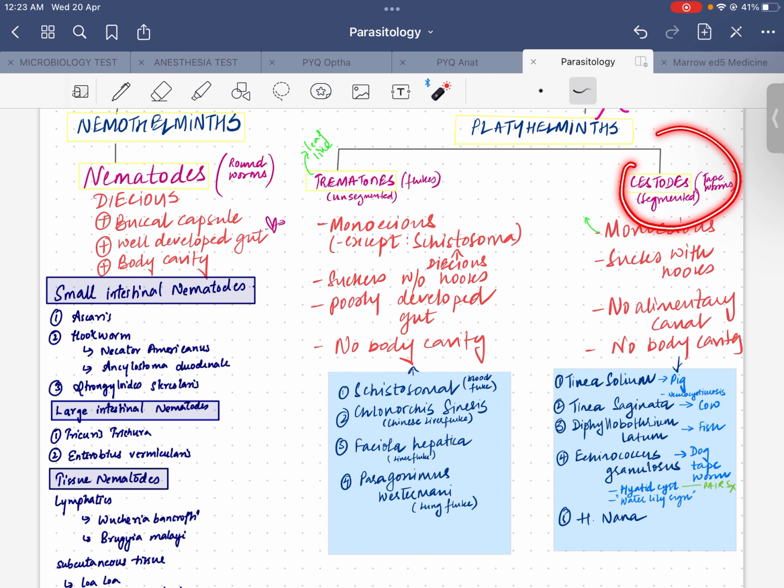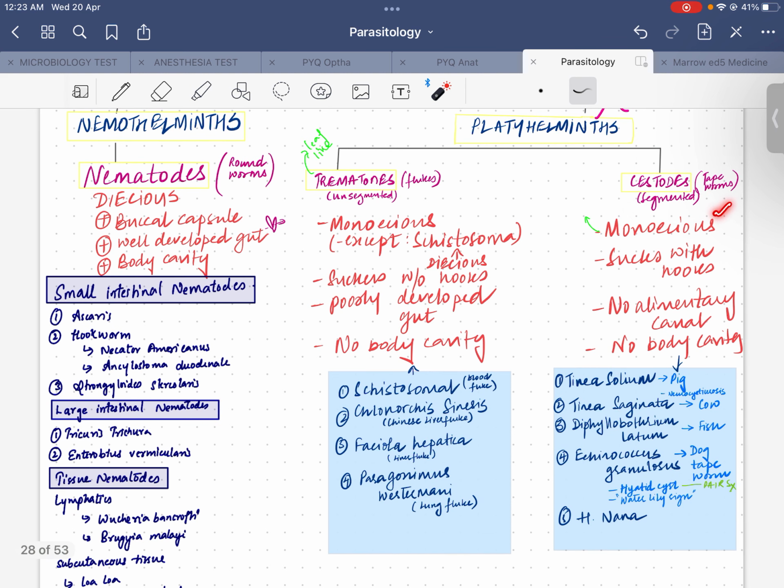Now cestode is the least developed. It is monoecious, that means male and female organs are present in the same organism. It has suckers with hooks. There is no alimentary canal. There is no body cavity. Trematodes are in the middle. They don't have a body cavity, but they have a poorly developed gut. Cestodes don't have a gut. They are also monoecious except for one organism, which is schistosoma. Schistosoma is dioecious.